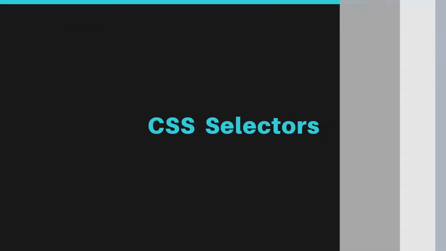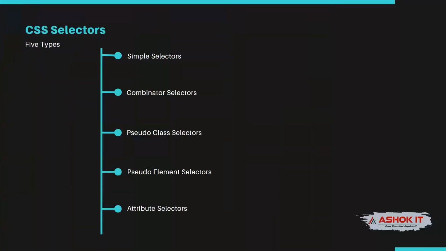Now, let us learn CSS selectors. CSS selectors are divided into five types, which are simple selectors, combinator selectors, pseudo class selectors, pseudo element selectors, and attribute selectors.